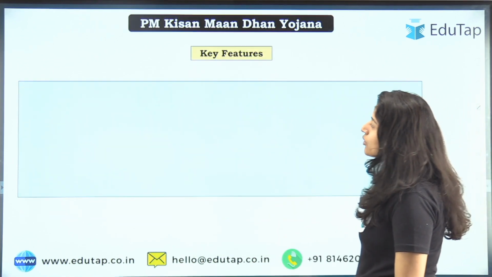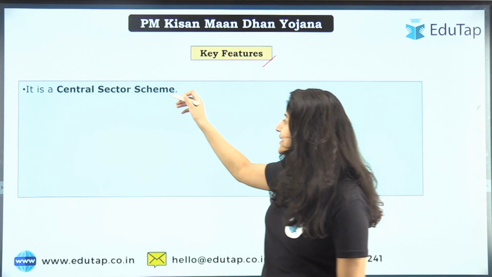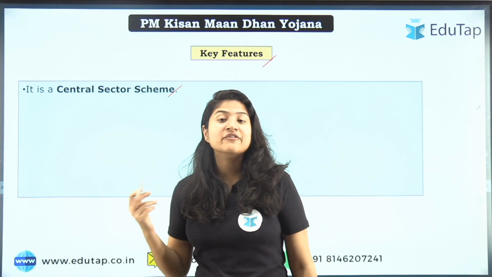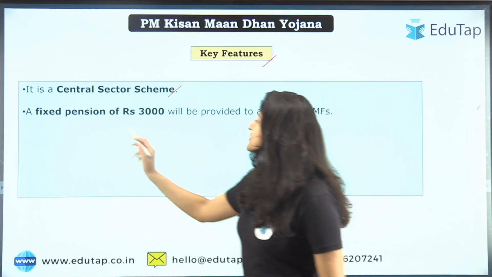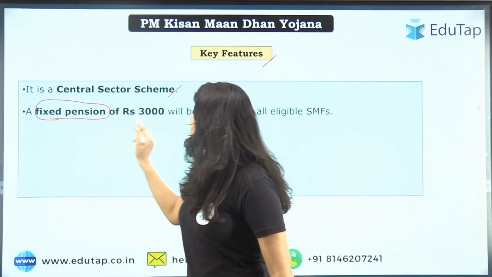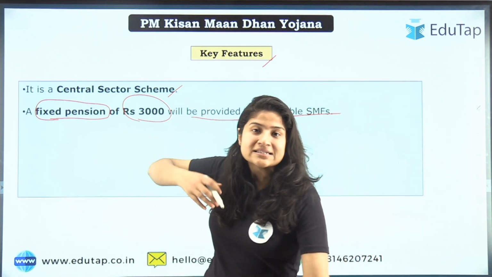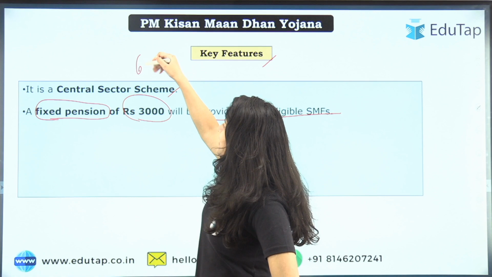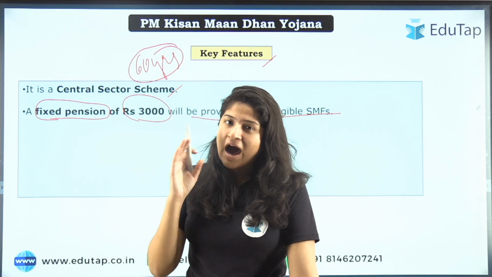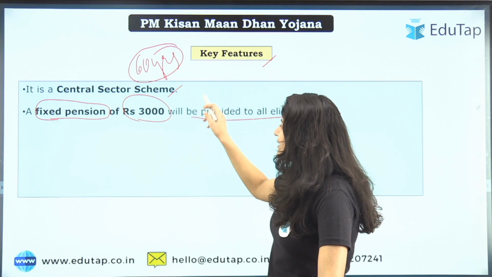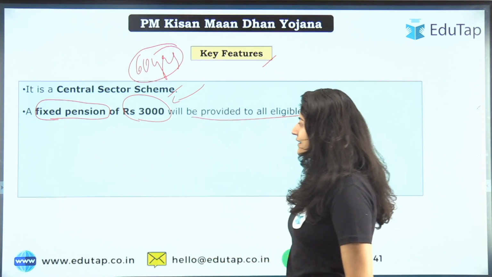Now let's look at the key features of this scheme. We'll start with the first one. It is a central sector scheme. It means that whatever funding is needed will be provided by the central government. Next is a fixed pension. A fixed pension of rupees 3,000 will be provided to all eligible farmers once they reach that age. The retirement age is 60 years. After 60 years, when they finally retire, every month they will get rupees 3,000 for their needs.